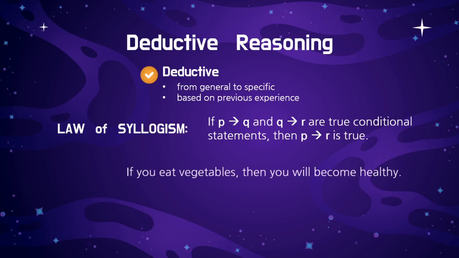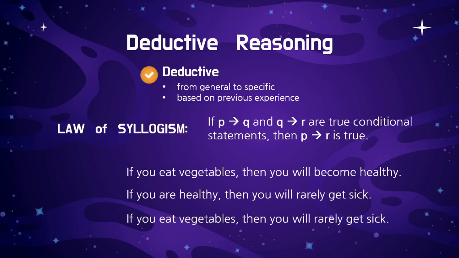For example, if you eat vegetables, then you will become healthy. Okay? And then, pag yung ating conclusion, ayun, ginamit natin. If you are healthy, magkakaroon tayo ng bagong conclusion. Then, you will rarely get sick. Okay? Ayan, dahil magkaduktong siya, ngayon pwede natin idugtong yung P, okay, yung ating original hypothesis, at idugtong natin siya dun sa ating new conclusion. So, if you eat vegetables, then you will rarely get sick.